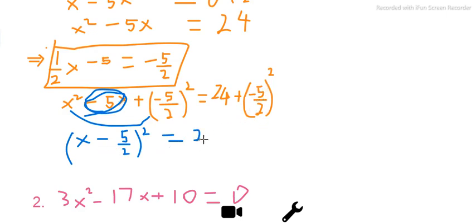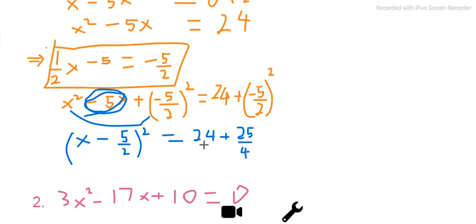This is 24 plus minus 5 squared. Minus 5 squared means minus 5 times minus 5. That will give us plus 25, and plus 25 is the same thing as 25. So this will be 25 divided by 2 squared. The square covers both 5 and 2. 2 squared will give us 4. So this will be 4.